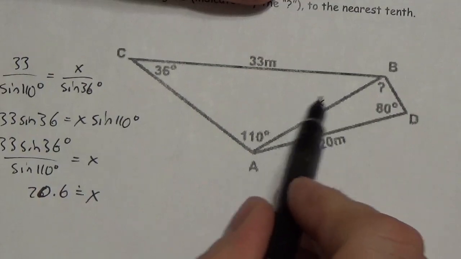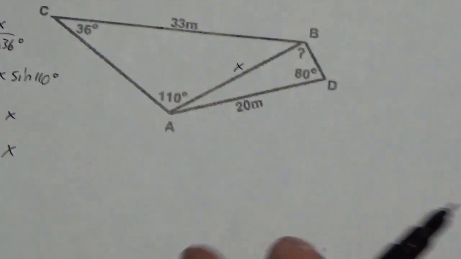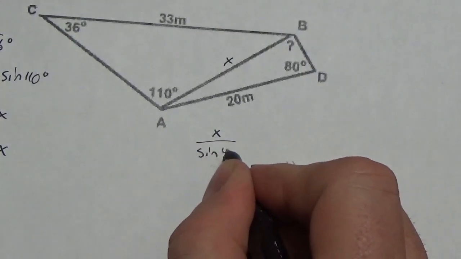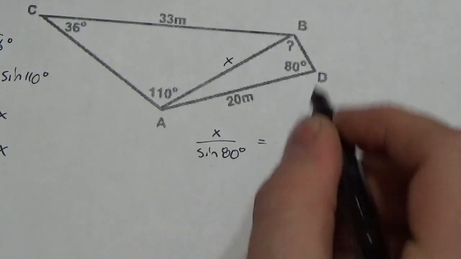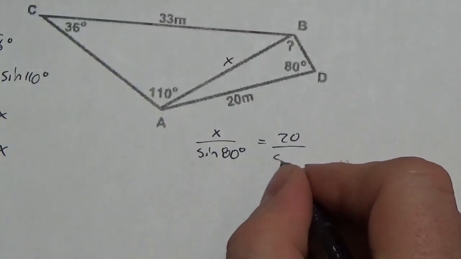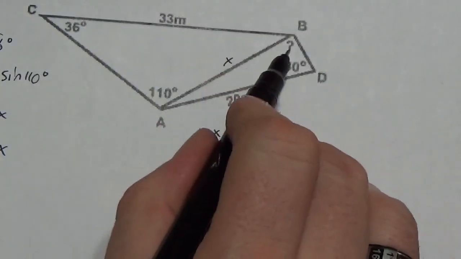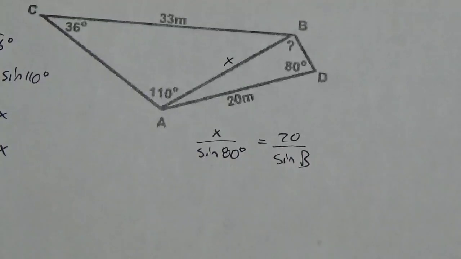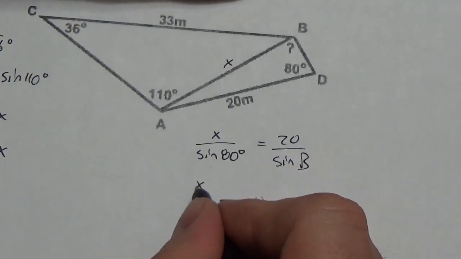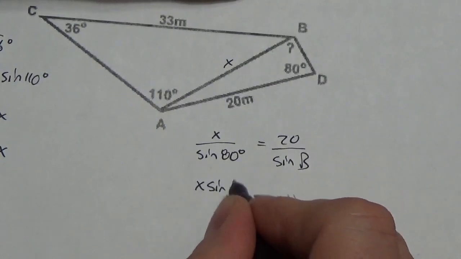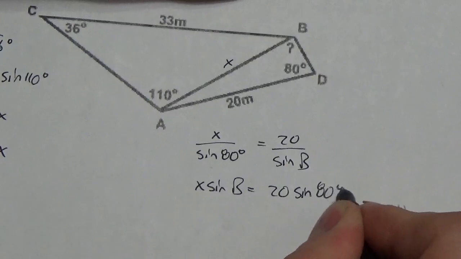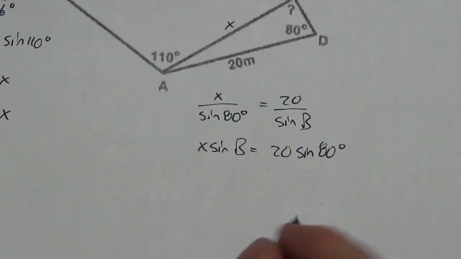So now I know this side length and I know that angle. So I know x over the sine of 80 degrees is going to equal 20, the length, over the sine of angle B. There's my question mark there. To get angle B, I'm going to cross multiply: x times the sine of B will equal 20 times the sine of 80. And then I'm going to divide by the thing that I know here.